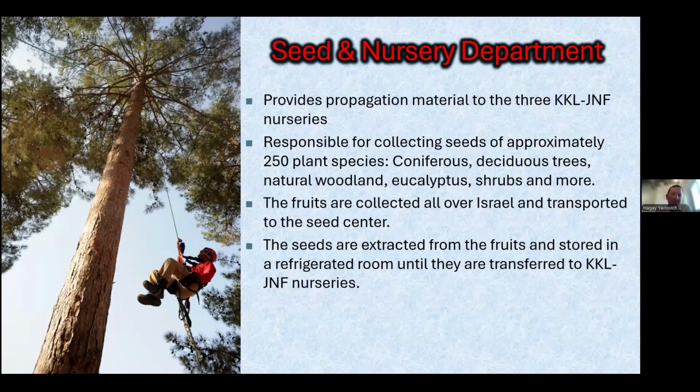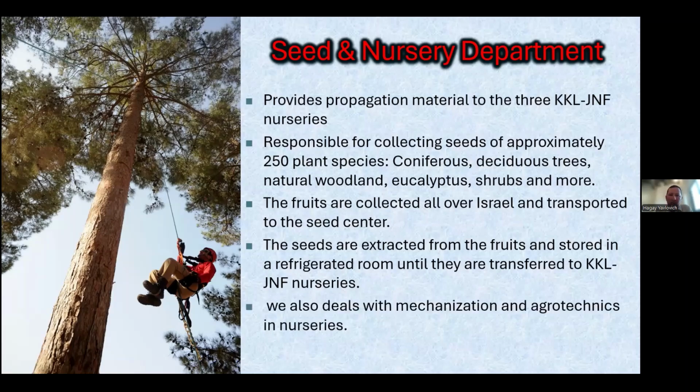Then we transfer the seeds to the nurseries. In the nurseries, we grow the trees, and then we plant them in the forest for the next generation, to get the best tree in the forest. This is one summary of what we're actually doing. And we also deal with mechanization and some other agricultural things in the nurseries, but this is for other lectures.